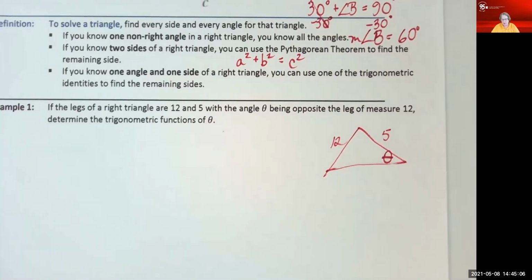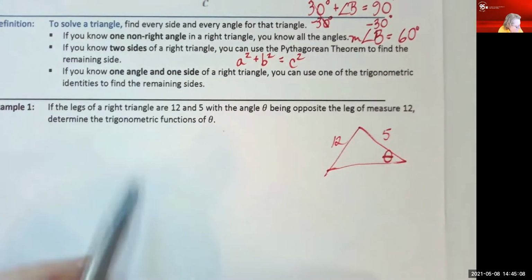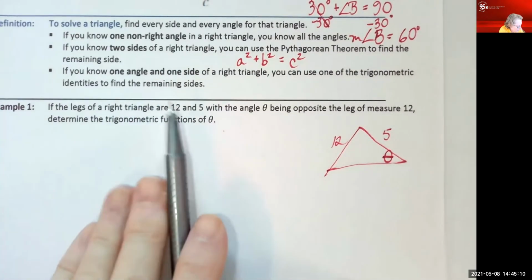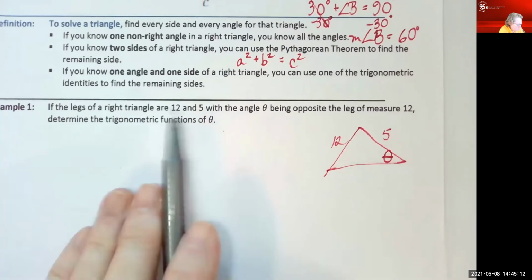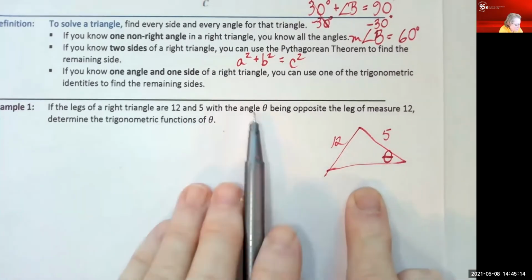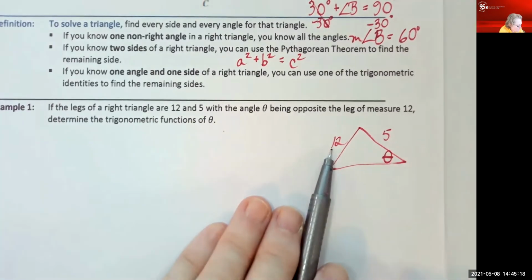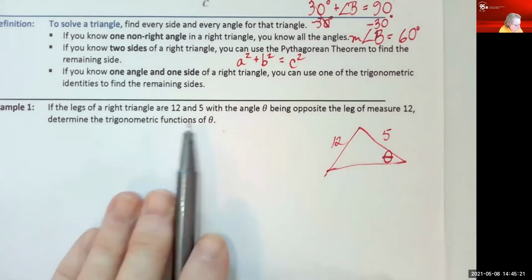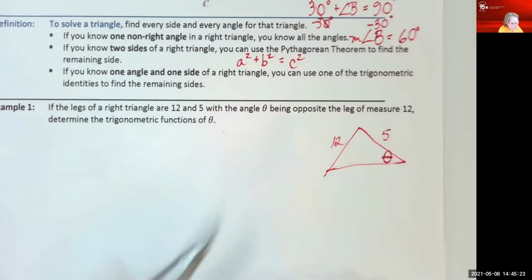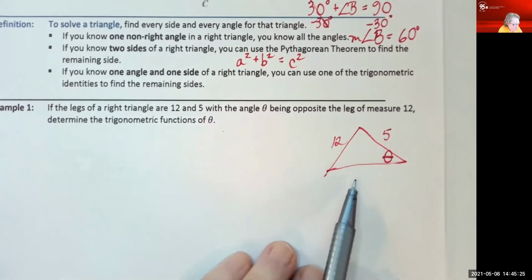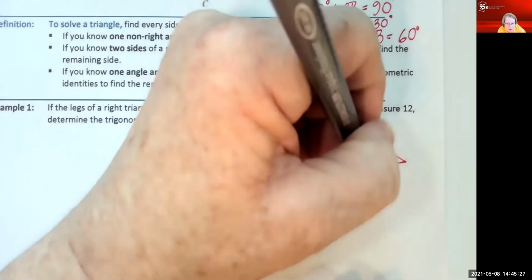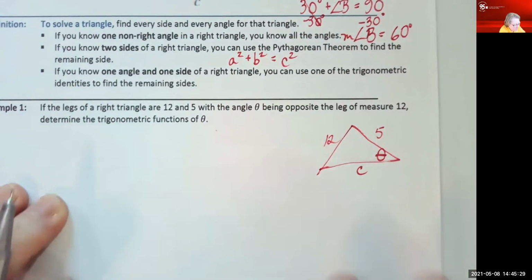So now with the problem in front of us, we know we have a right triangle, the legs are 12 and 5 in measure respectively. The angle theta is opposite the side of measure 12, and we want to find all the trigonometric functions with respect to theta. So we need the length of the other side. Let's call that C. And how can we find that?